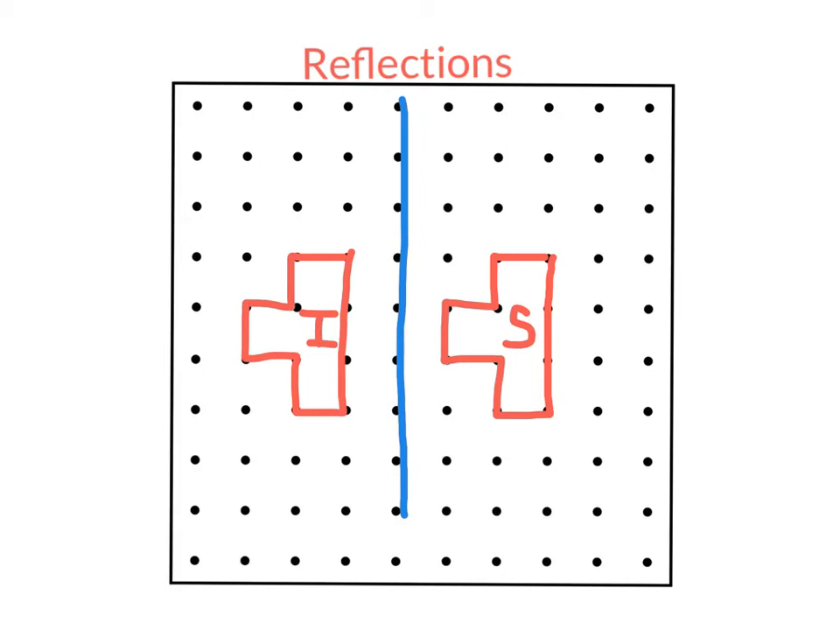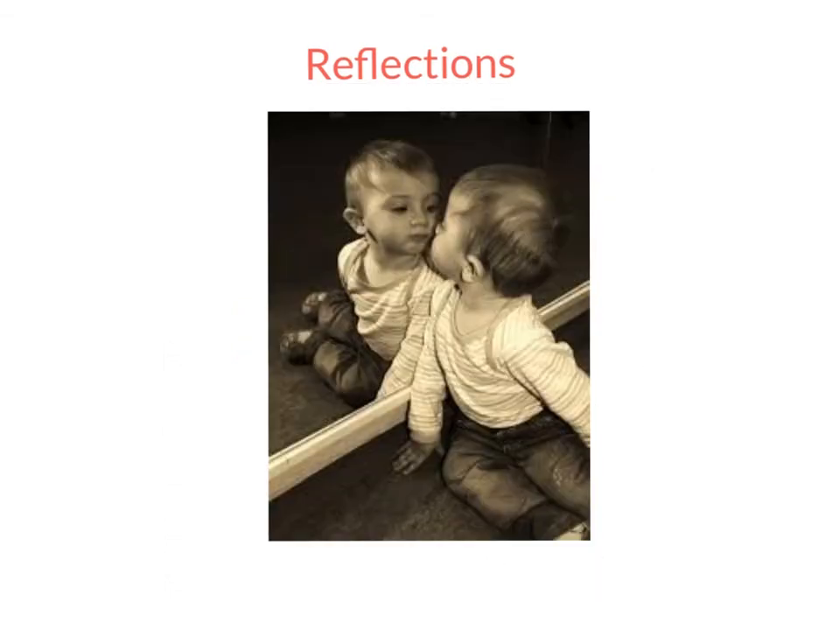Remember, if you're looking in a mirror, your mirror image needs to be looking right back at you. Notice how in this one, this kid is looking into the mirror and the mirror image is looking right back at him. That's what we need to see. So if your image is not looking back at your shape, then you don't have a reflection.